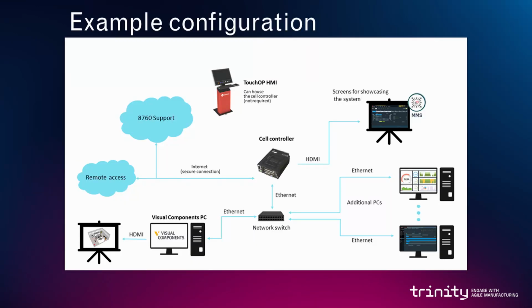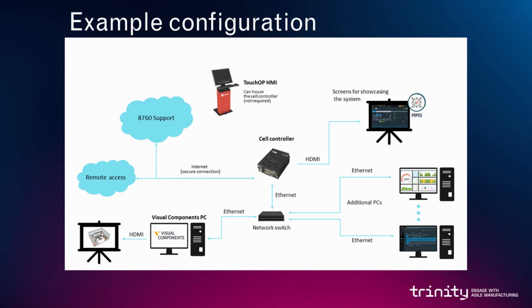Here you can see an example of a local configuration. In the middle you can see the Fastems cell controller, which can either be housed inside a touch OP, which is seen above, or it can be used as a standalone device. The cell controller is then connected to a network switch, which enables multiple PCs to connect to the system. The most important of these is the Visual Components PC, which is used to run the virtual model. It is connected to the cell controller via Ethernet.